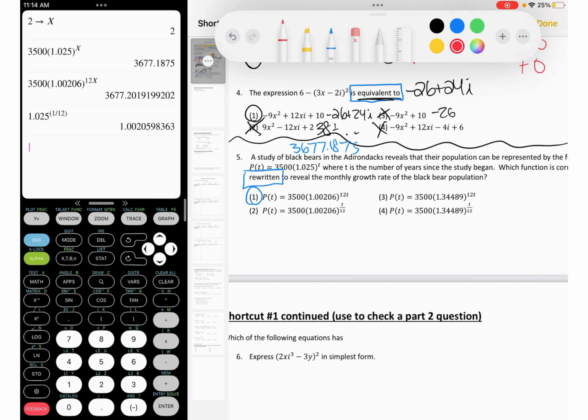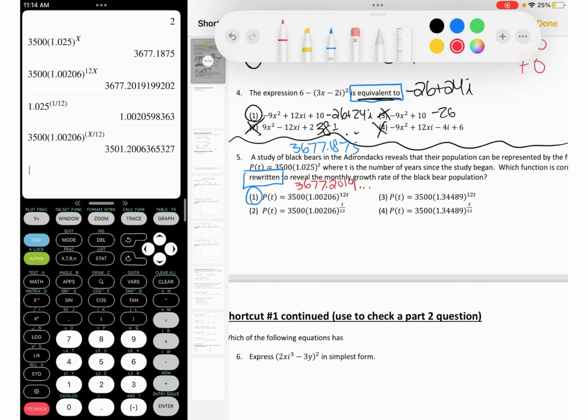So I do want to write this down, 3677.2019, blah, blah, blah. You should, of course, check the rest of your answers. So the next one, choice 2, is 3,500 times 1.00206 to the x divided by 12. And I got 3,501. That is not close. It's off by like over 100. So I want to get rid of that one. That is not going to be my answer, especially if you're just trying to find which one's closest.